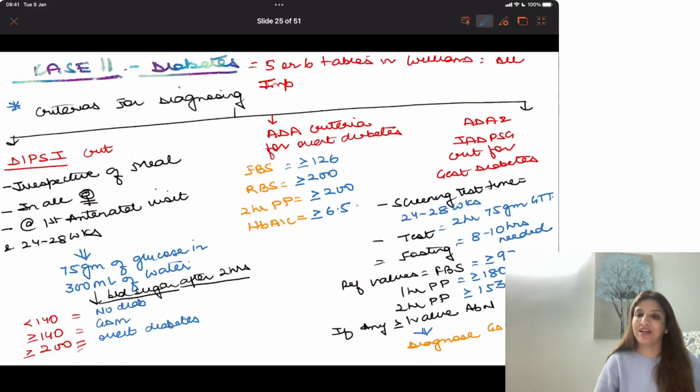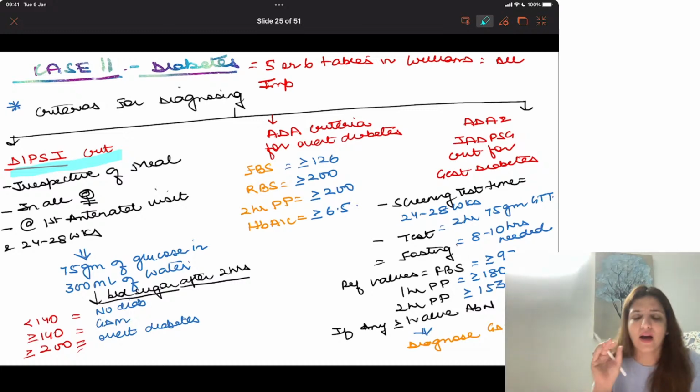Then comes case number 11. Case number 11 is a diabetic patient. Now there are 5 tables which are given in Williams for diabetes, and all these 5 tables are very important. So number 1 is criteria for diagnosing diabetes. As far as your NEET exam and FMG exam are concerned, you have to remember only the DIPSI criteria. But for your INICET exam, you have to remember American Diabetes Association criteria for overt diabetes and IADPSG criteria for gestational diabetes. Very, very important.